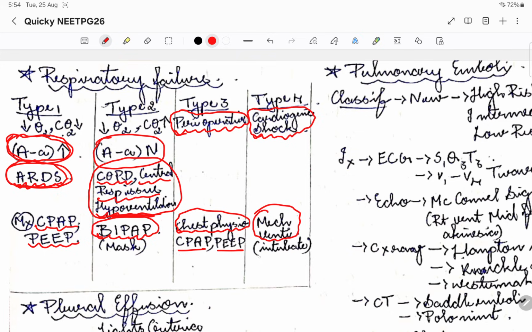Okay, so here we are supposed to intubate. The difference between BiPAP and mechanical ventilation is that here we are going to intubate, and it is completely mechanical. The machine is going to take over the entire breathing. Whereas in BiPAP we will be using a mask, and the person will be breathing.